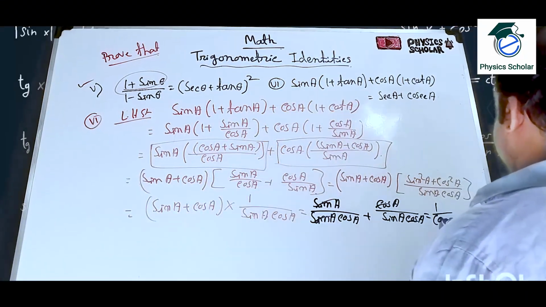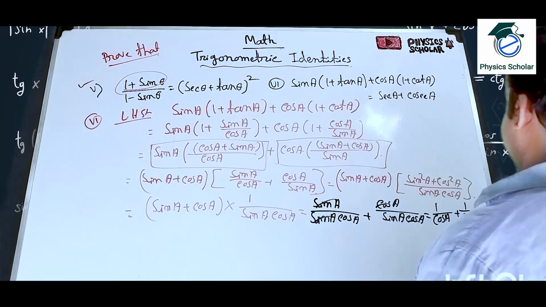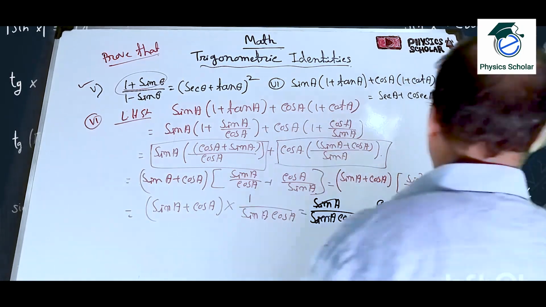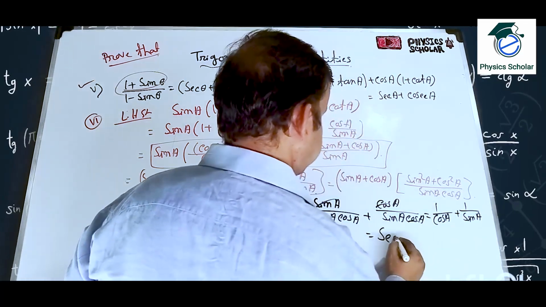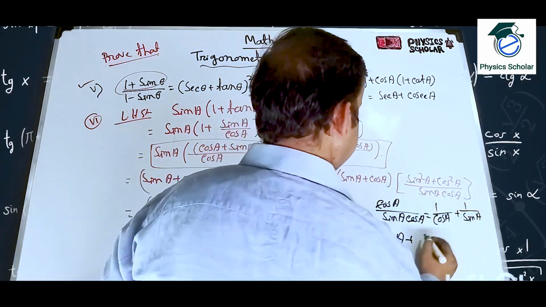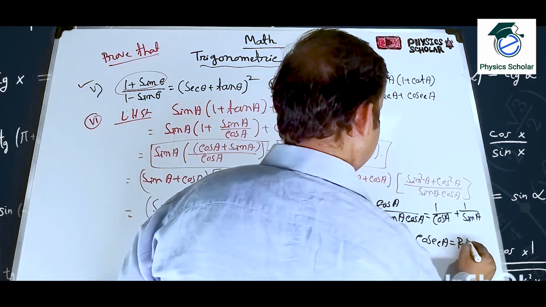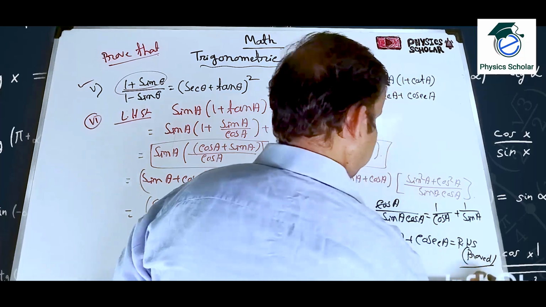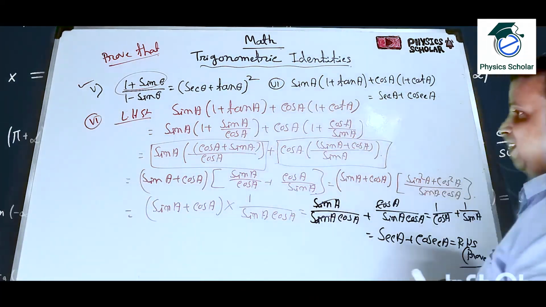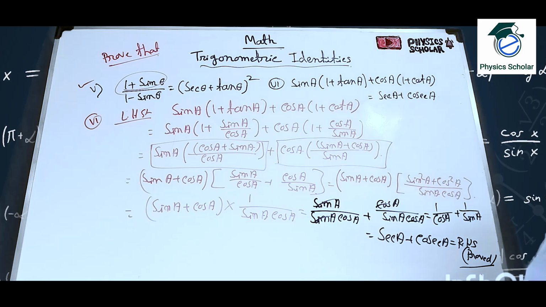What is coming? 1 by cos A plus 1 by sin A. What is 1 by cos A? 1 by cos A means sec A, plus 1 by sin A means cosec A, is equal to the right hand side. Proved. So students, a little bit tricky, but not difficult at all. So you can easily do that.